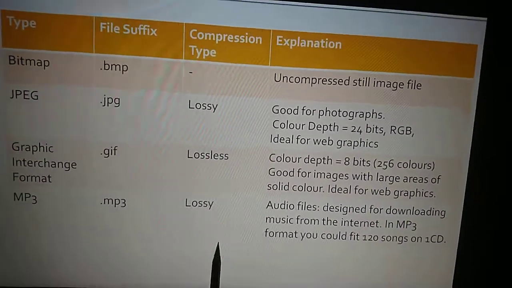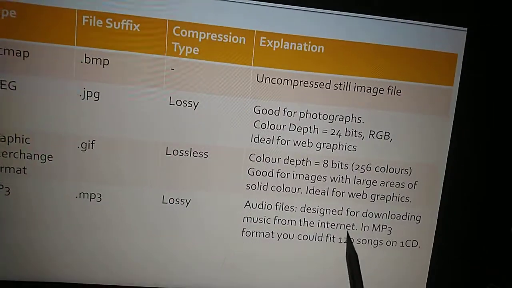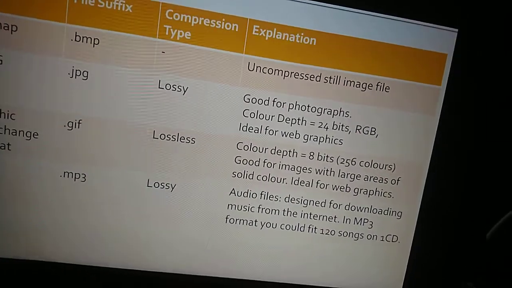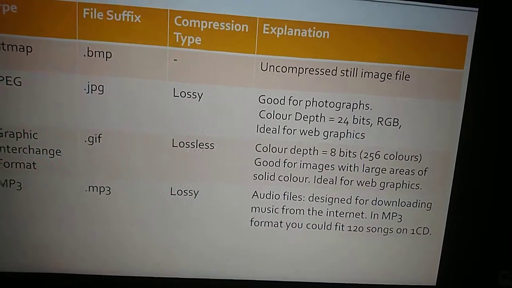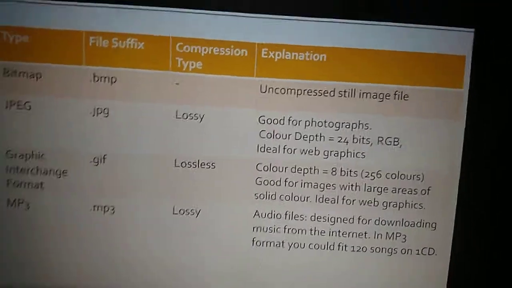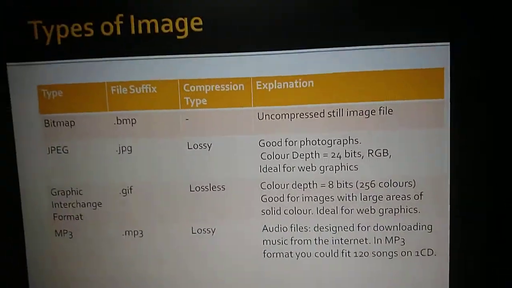So the next thing we got is an MP3, .mp3, which has lossy compression. It's audio files and it's designed for downloading music from the internet. In MP3 format, you could fit 120 songs on one CD. So MP3 has been created to have a small file size. That's its main purpose, and the lossy compression ensures that happens.